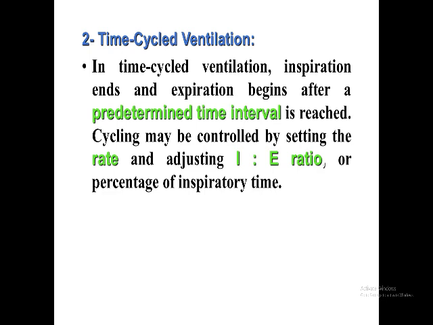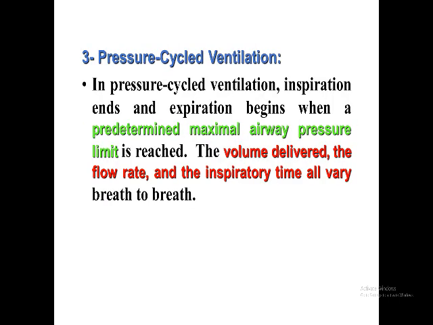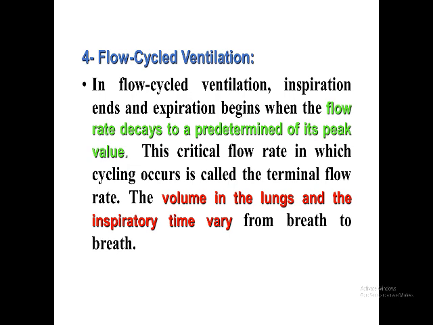Cycling may be controlled by setting rate or adjusting the IE ratio or percentage of inspiration time. The pressure and inspiratory flow and the tidal volume may all be variable. Breath to breath, the tidal volume is determined by flow rate multiplied by inspiratory time. The flow rate must be adjusted to achieve the desired tidal volume. In pressure cycled ventilation, inspiration ends and expiration begins when a predetermined maximum airway pressure limit is reached. The volume delivered, the flow rate and the inspiratory time all vary breath to breath.